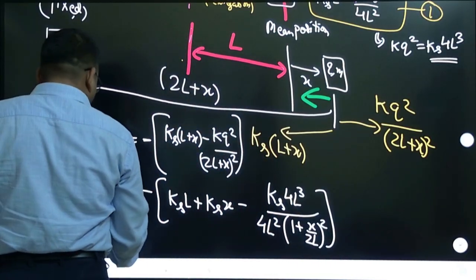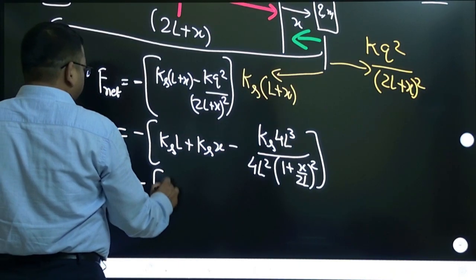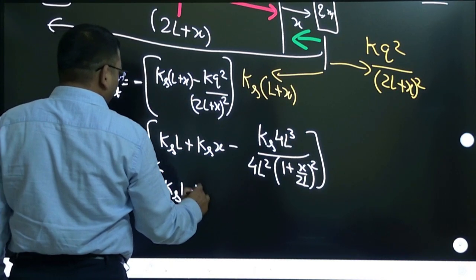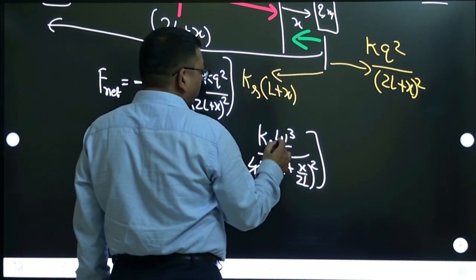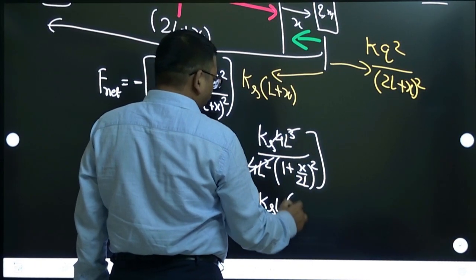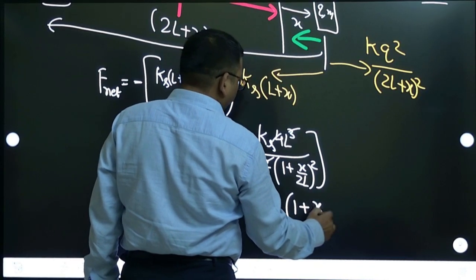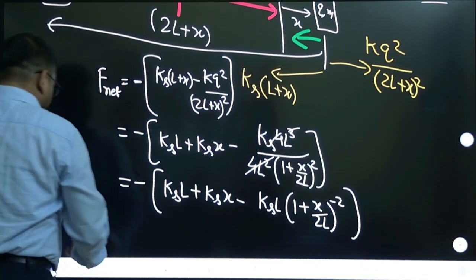Then we are going to substitute and simplify this. So minus Ks into L plus Ks into x minus, here 4L square will get cancelled, so Ks into L comes, and this can be written as 1 plus x by 2L to the power minus 2. Now we can apply binomial expansion.